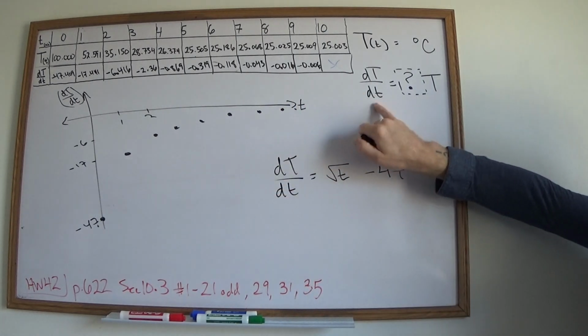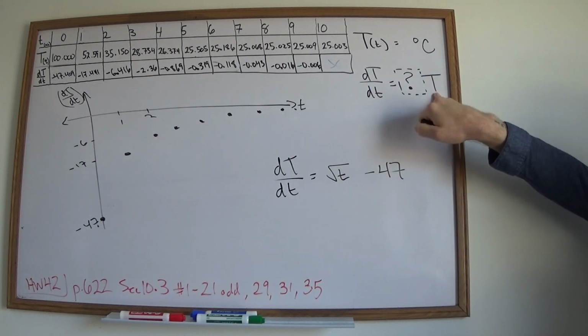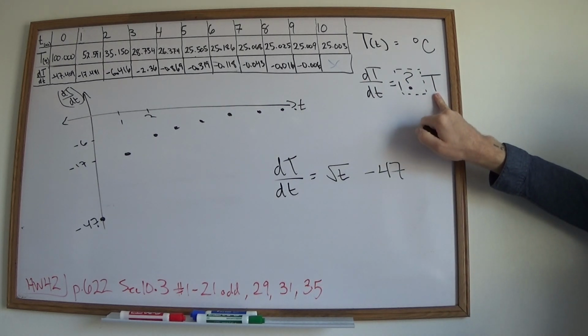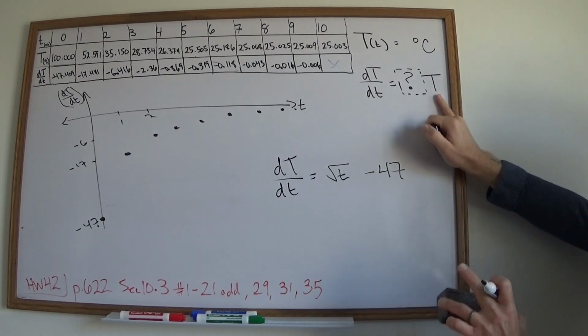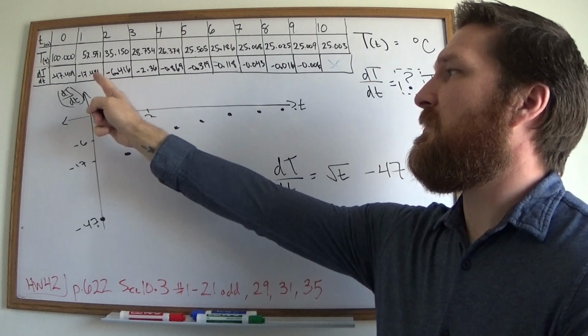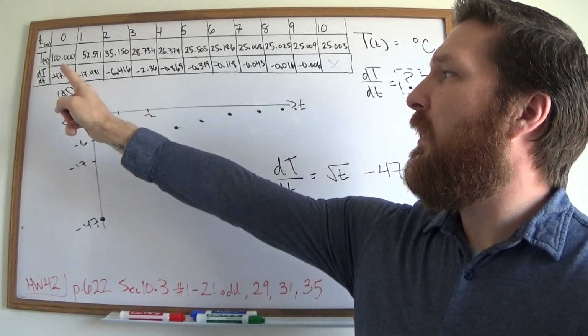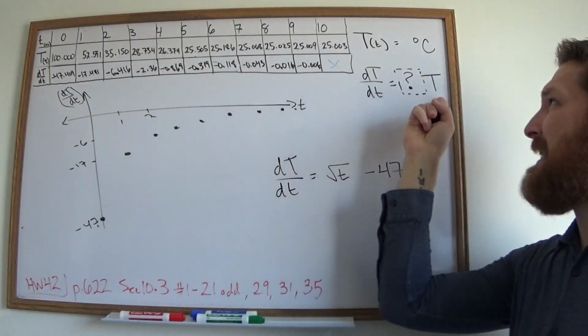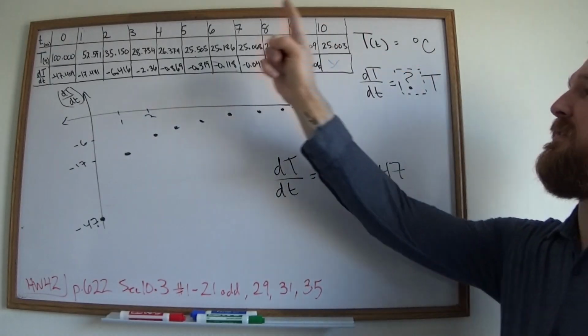We want dt equals something in terms of big T. So the thing that we want to graph is not time versus the derivative. We want big T versus the derivative.